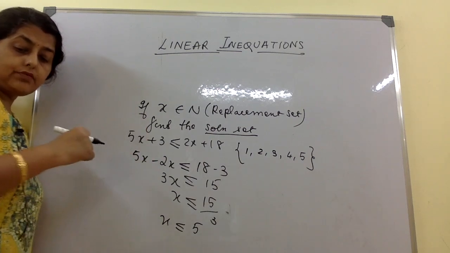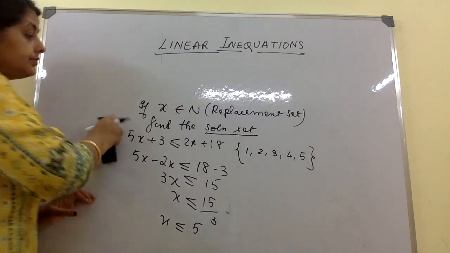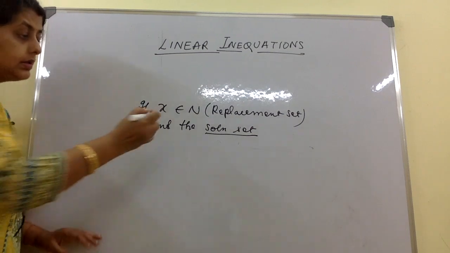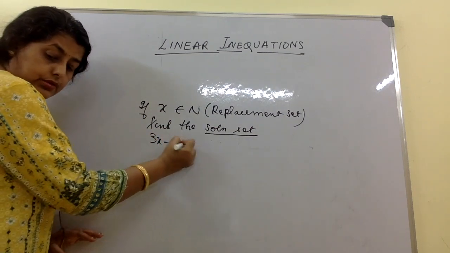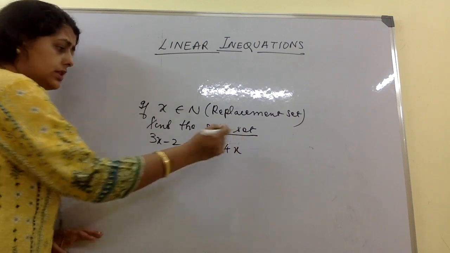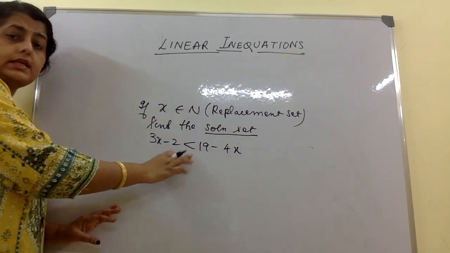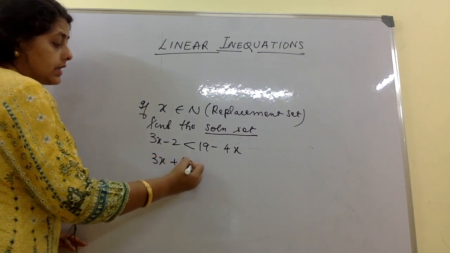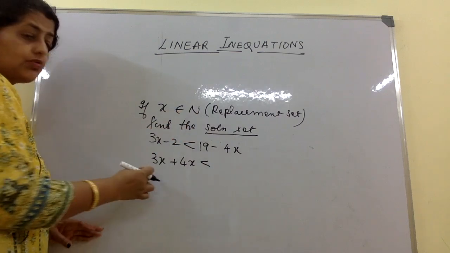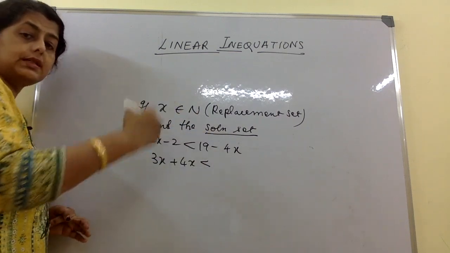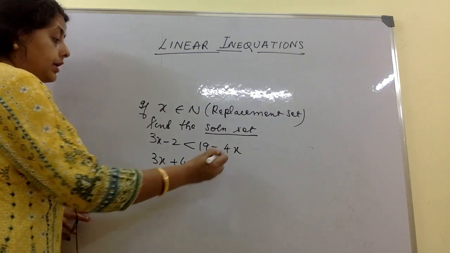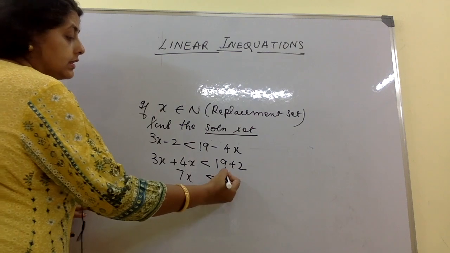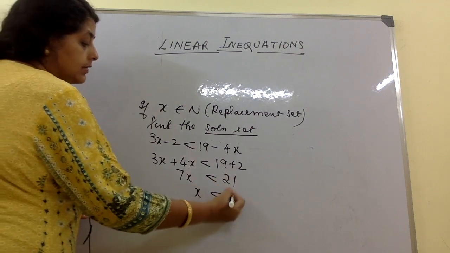Let me do another one very similar. Here is 3x minus 2 less than 19 minus 4x. Now in this question there is no less than or equal to, it is only less than. Again we'll bring all the x's to one side. When the x comes to one side, even in linear equations we were changing the sign, here also we change the sign. And then 19 plus 2. Now this is 7x and this is 21, so x is 3.